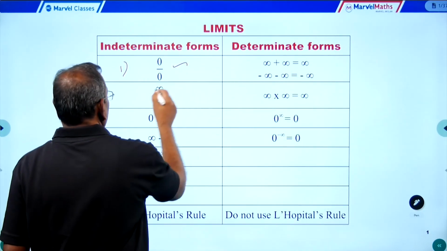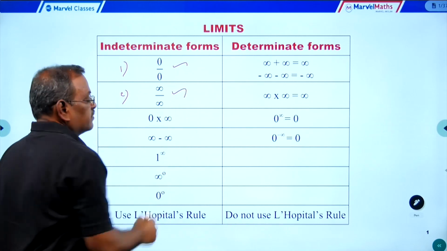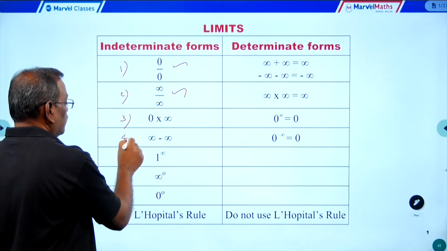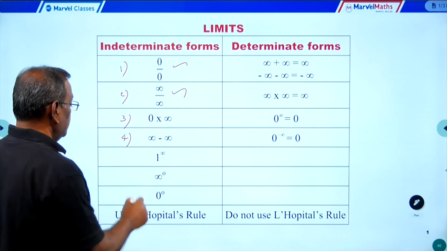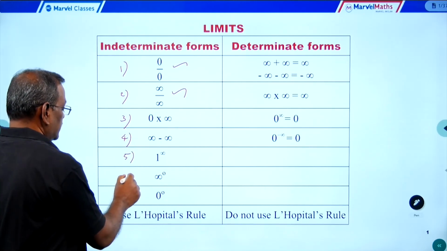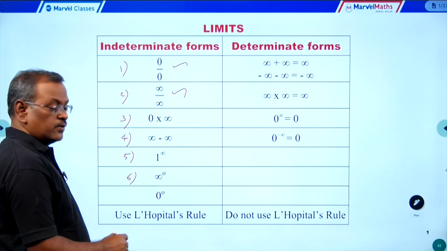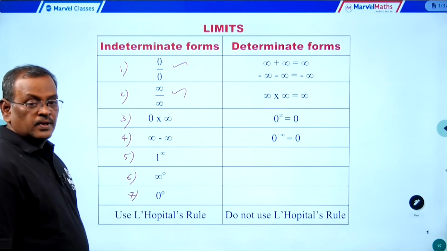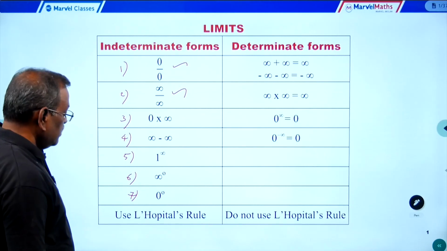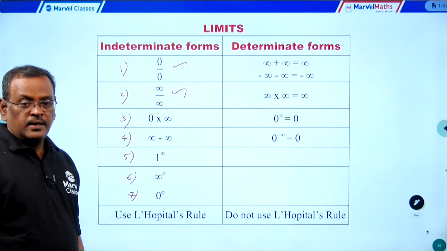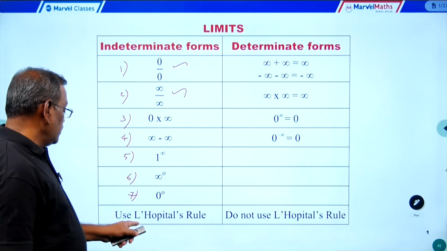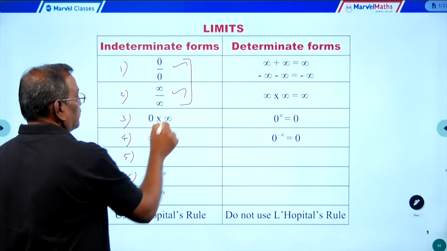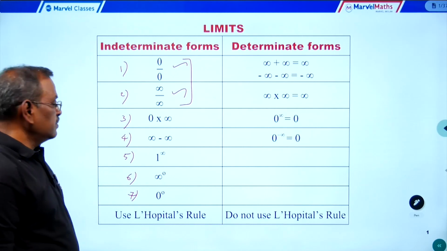One, 0 by 0, and second one is infinity by infinity, and third 0 into infinity, fourth infinity minus infinity, and fifth 1 power infinity, sixth infinity power 0, and seventh 0 power 0. In JEE Main or any MCQ you can apply L'Hopital rule, but these two are called basic indeterminate forms.